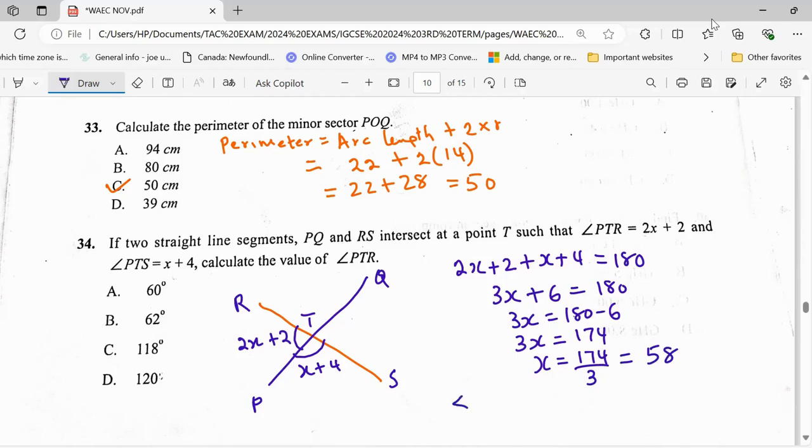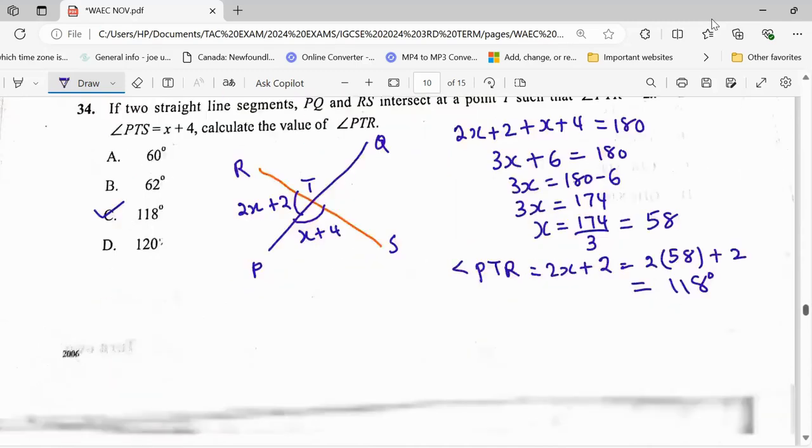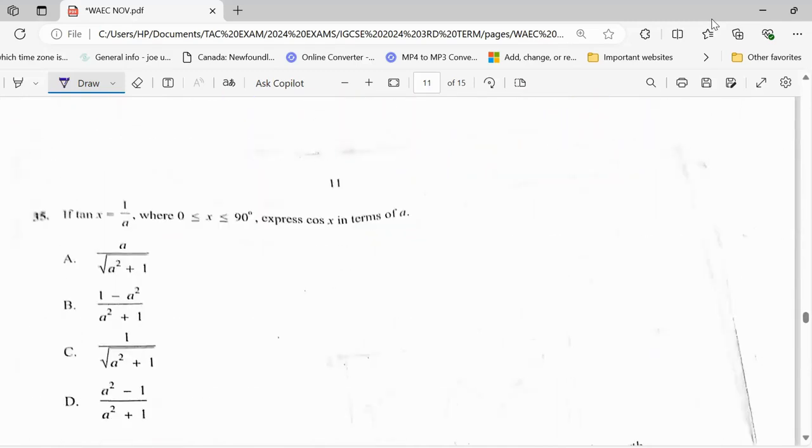angle PTR. Angle PTR is 2x plus 2, which is 2 into 58 plus 2. Here is going to give us 118 degrees, and which is option C. So we get option C and we proceed to question number 35.